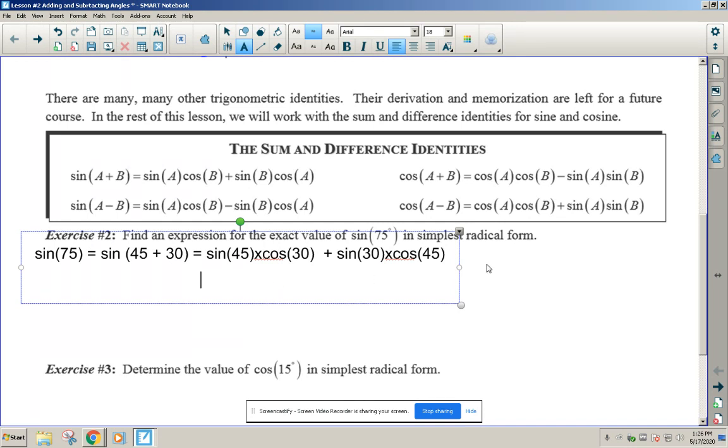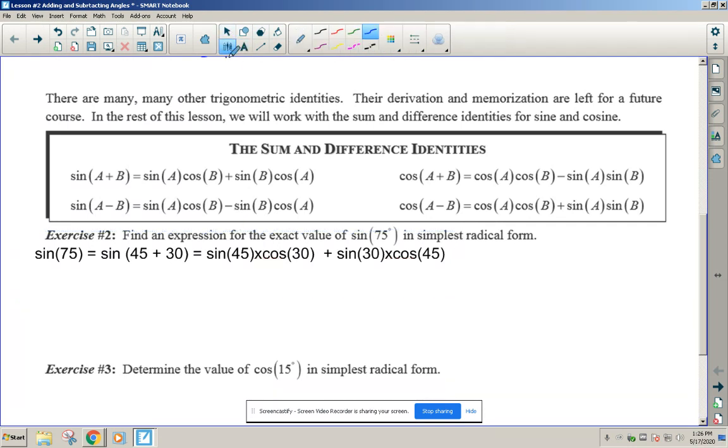I'm actually going to use the pen. I think it'd be easier for me to do that. The sine of 45 from our table is rad 2 over 2. And I'm going to multiply this by the cosine of 30 degrees, which is rad 3 over 2. Now if I multiply these two together, see I didn't hit the plus sign yet, I now have rad 6 over 4.